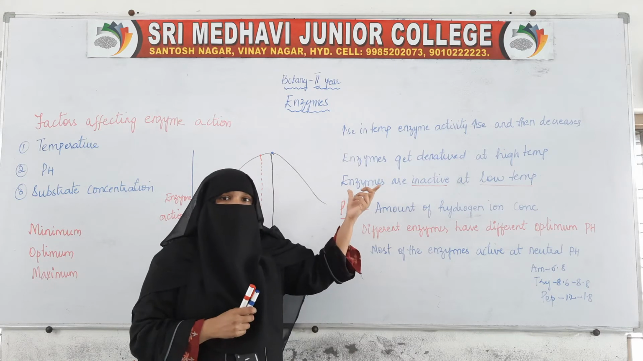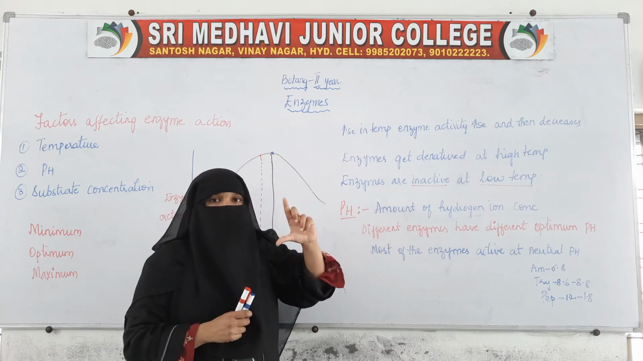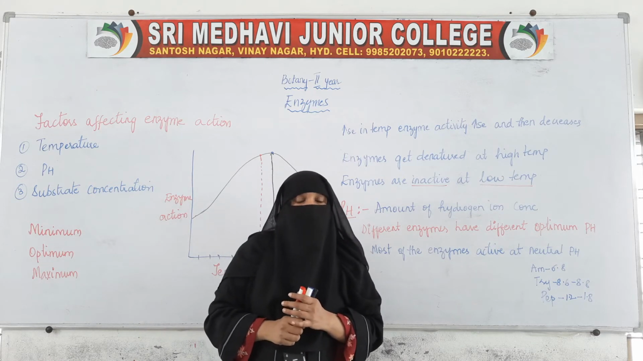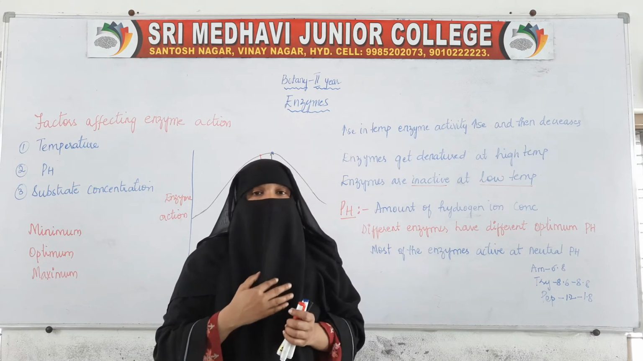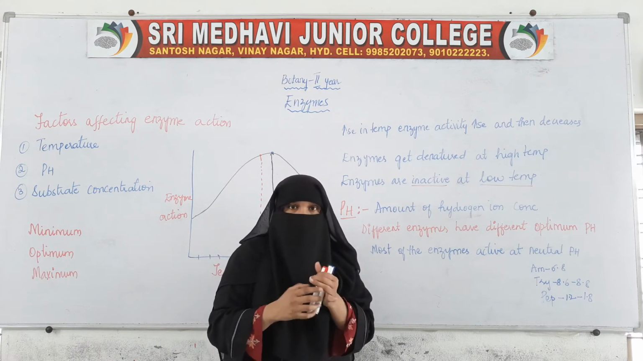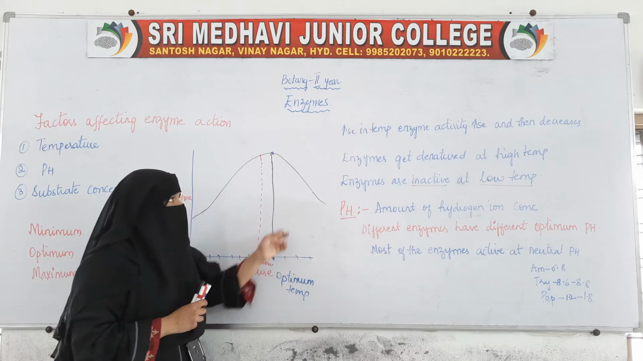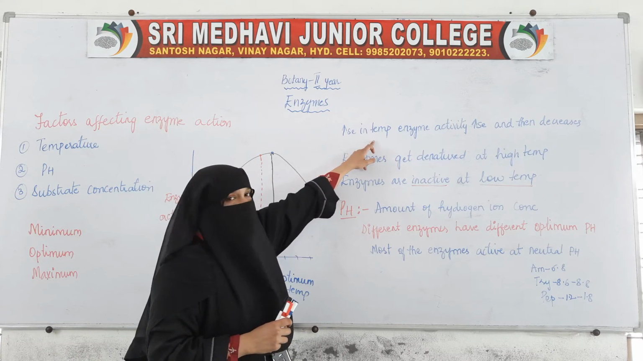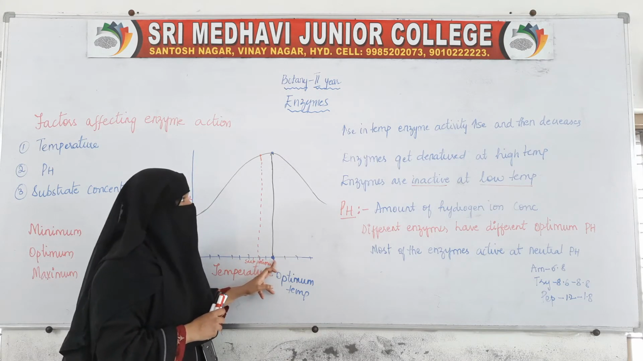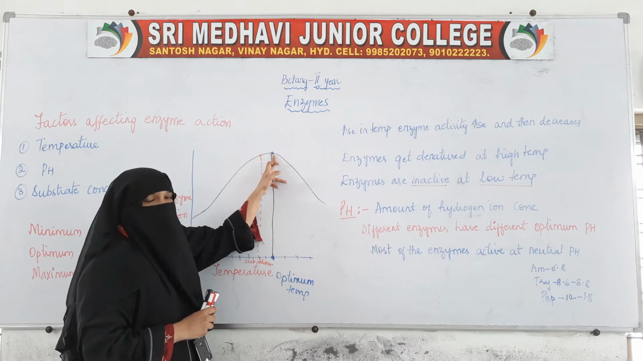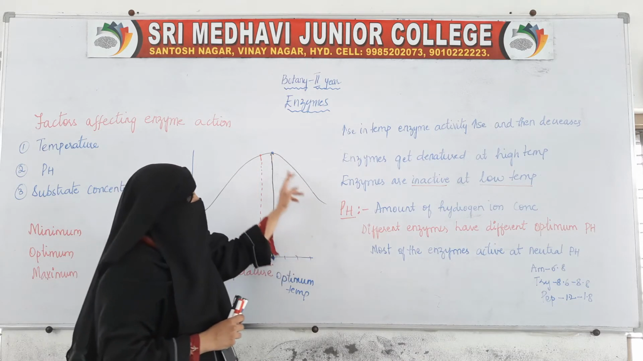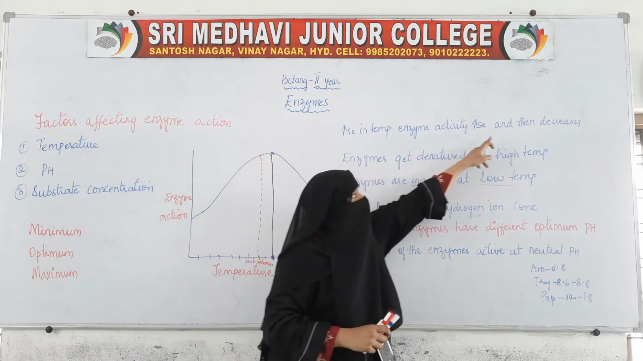So at optimum temperature the enzymatic activity will be maximum. So this is how temperature affects the enzyme action. At very high temperature, what happens? At optimum temperature, with a little increase in temperature in the suboptimum range, the enzymatic activity is also increased. But then as the temperature increases further, the enzymatic activity decreases.